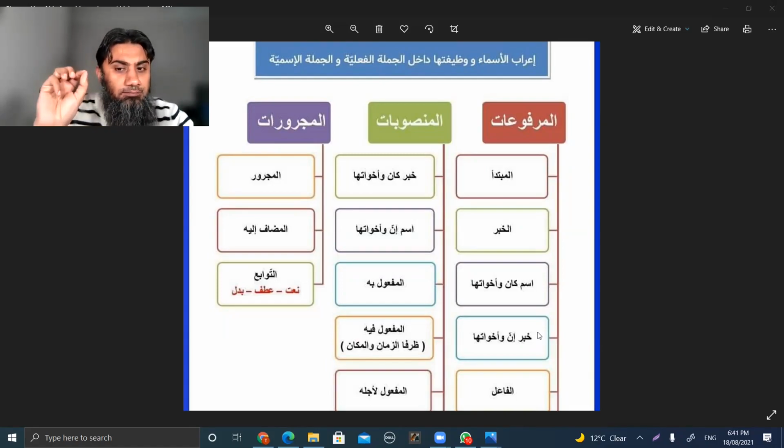However, there are three differences. Please pay attention. Difference number one: inna is a harf and kana is a fail. Why? Because kana has an element of time, because kana means was, and when you say was, it has an element of tense, and when a word has a tense attached to it, we know it will be a fail. So kana is a fail, but inna is a harf.